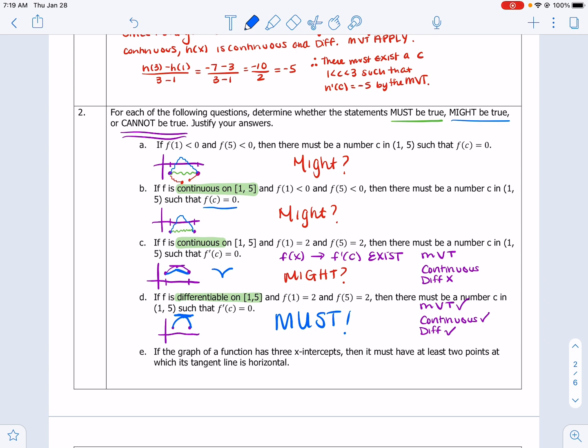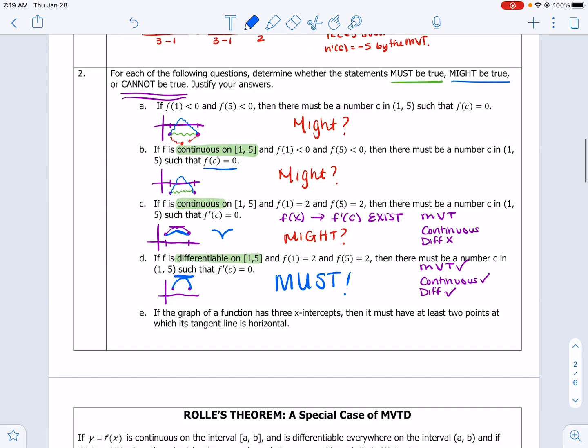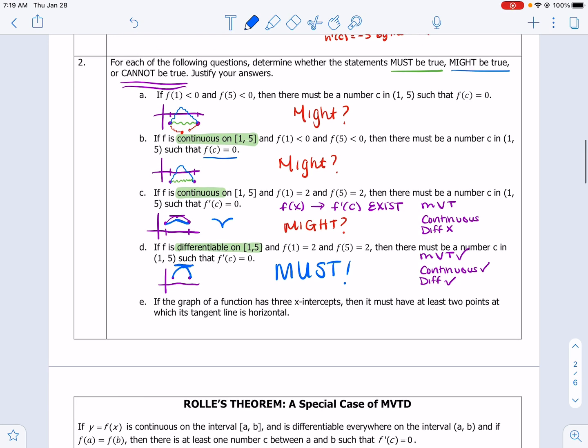It says, if a graph of a function has 3 x-intercepts, then it must have at least 2 points where its tangent line is horizontal. Guys, that is not true. Think about a graph that would look like this, okay? This graph has 1, 2, 3 x-intercepts. Says nothing here about the graph being continuous.